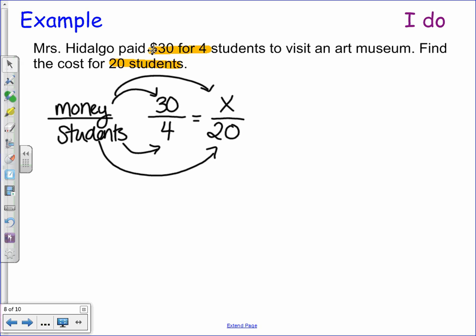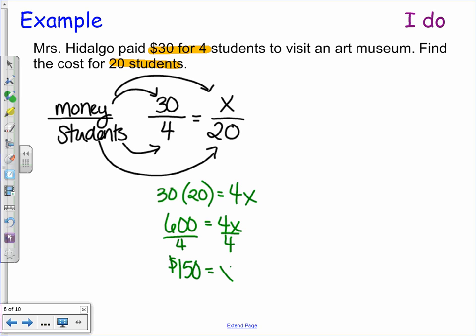Let me use a different color so it doesn't get too confusing. 30 times 20 equals 4x. And that is 600 equals 4x. Divide by 4. And we get $150 is x. So that is $150 for 20 students.